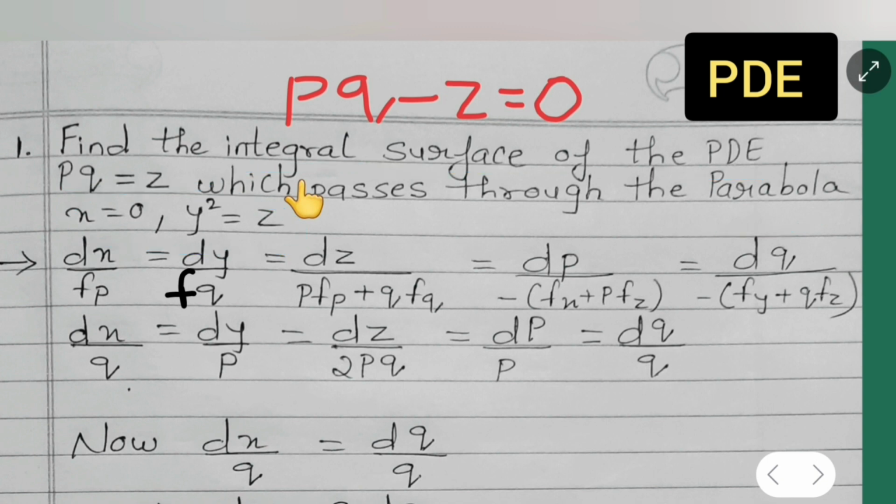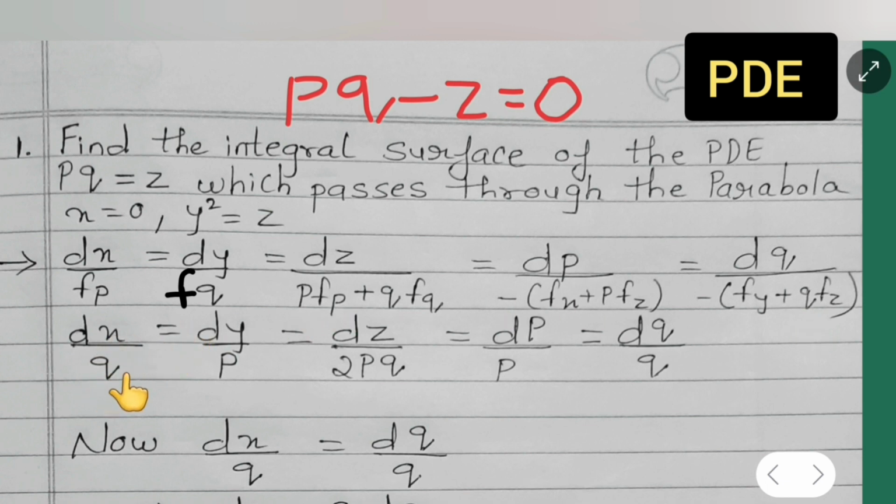Now let us see. This is nothing but Charpit's auxiliary equation, that is dx upon Fp is equal to dy upon Fq is equal to dz upon p into Fp plus q into Fq is equal to dp upon minus in the bracket Fx plus p into Fz is equal to dq upon minus bracket open Fy plus q Fz.